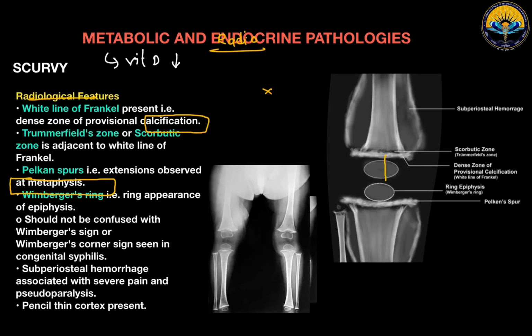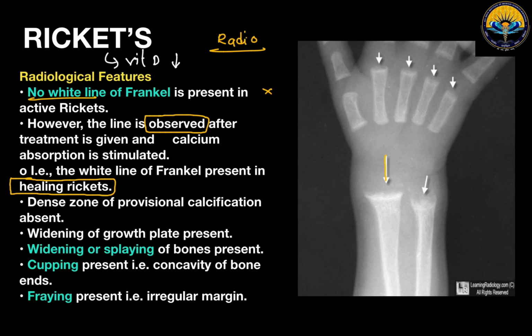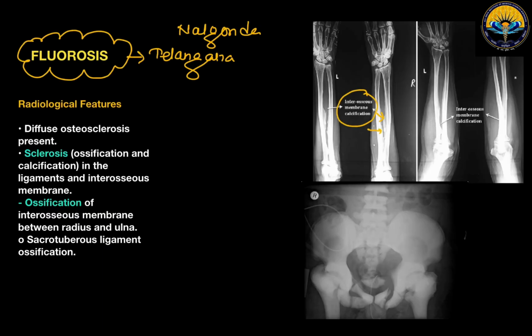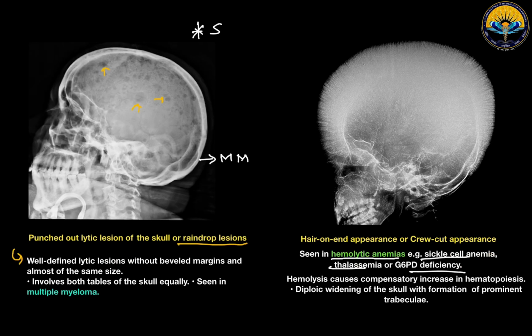So this is about metabolic and endocrine pathologies. First we learned about scurvy, where we know the white line of Frankel, Trummerfeld zone, Pelkan spur and Wimberger's ring sign. While in rickets there is fraying, cupping and splaying of the bone. Then in acromegaly we saw three signs: spade phalanx, heel pad thickness and frontal bossing. And in fluorosis there is ossification of the interosseous membrane, and also sclerosis in the ligaments and interosseous membrane. Then we talked about skull appearances: salt and pepper appearance, geographic lytic lesions, punched out lytic lesions and hair on end appearance. So this is all about metabolic and endocrine pathologies.